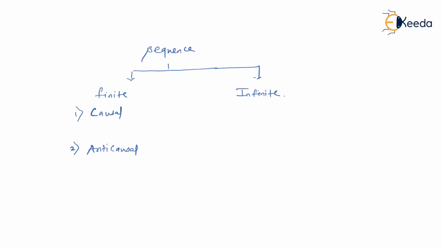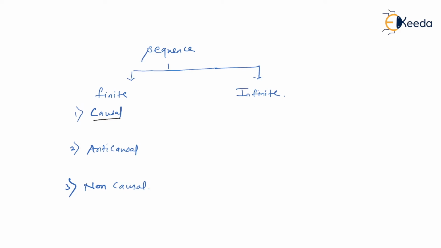The given sequence, that is a discrete time sequence, can be of two types. One can be finite, the other can be infinite. Infinite sequences we will discuss later on. First of all, let us discuss finite. In finite, you have three cases. It can be causal, it can be anti-causal, and third, it can be non-causal. Am I right? Now, let's talk about causal sequences.